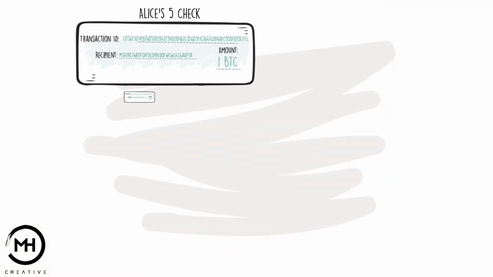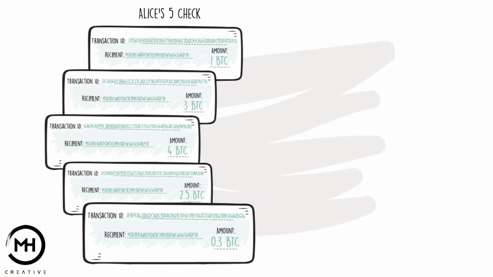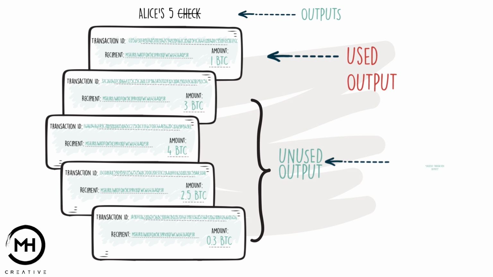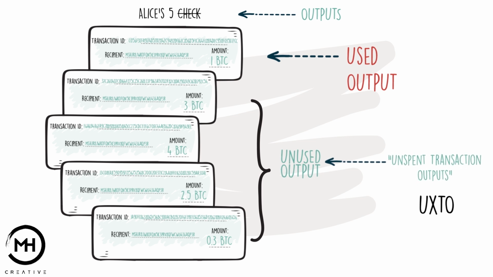You will notice that Alice has already spent some of her checks. We'll call each of these checks outputs, and checks that she can still use are called unspent transaction outputs, or UXTOs in short. UXTOs is a core concept in Bitcoin and many other protocols.